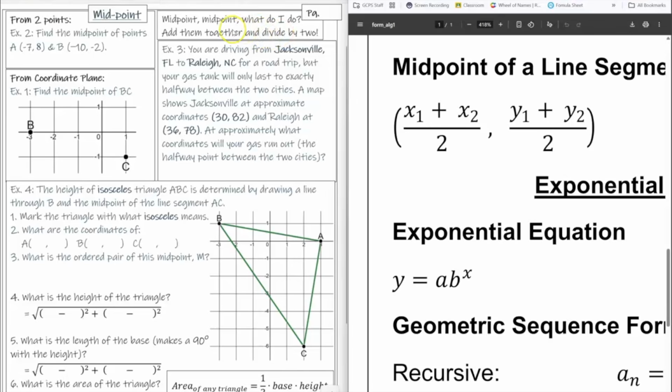So you know I'm going to ask you, midpoint, midpoint, what do I do? Add them together and divide by 2. Midpoint, midpoint, what do I do? Add them together and divide by 2. Midpoint, midpoint, what do I do? Add them together and divide by 2.